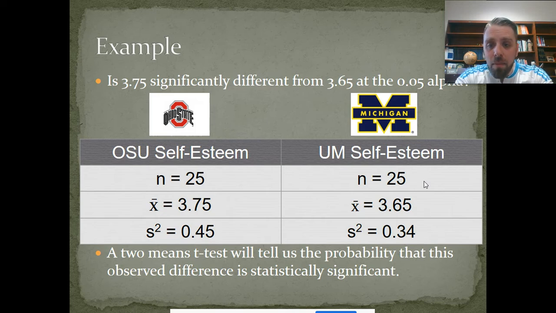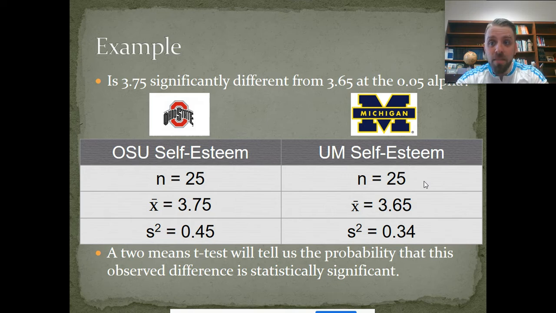Now on the other side, I go to that school up north and I take a sample of 25 Michigan Wolverines. And of those 25 Wolverines, I get a sample mean of 3.65. Not surprised it's a little bit lower. All those losing seasons probably take a toll on you. And the variance here is 0.34.